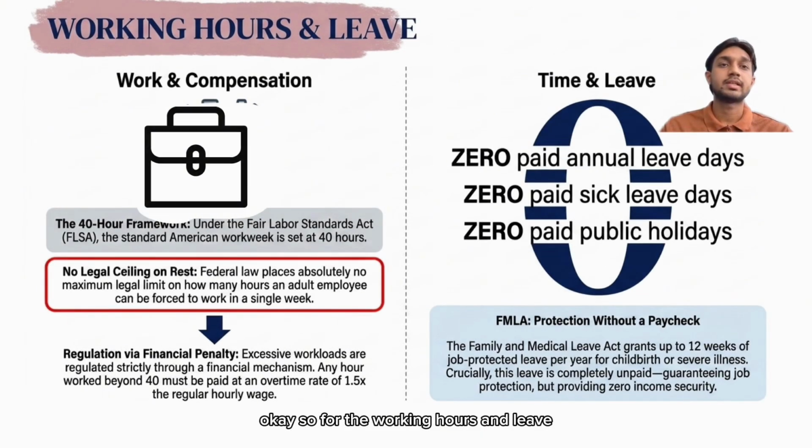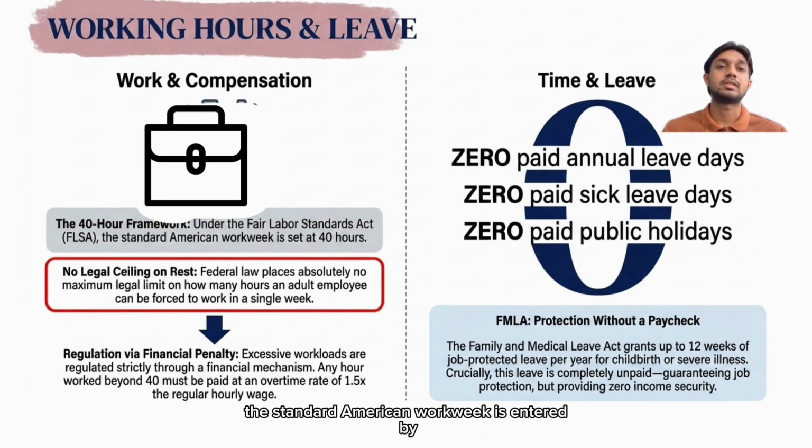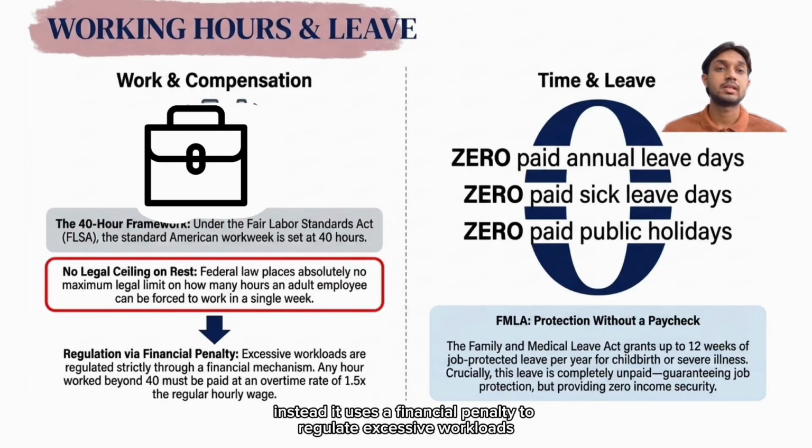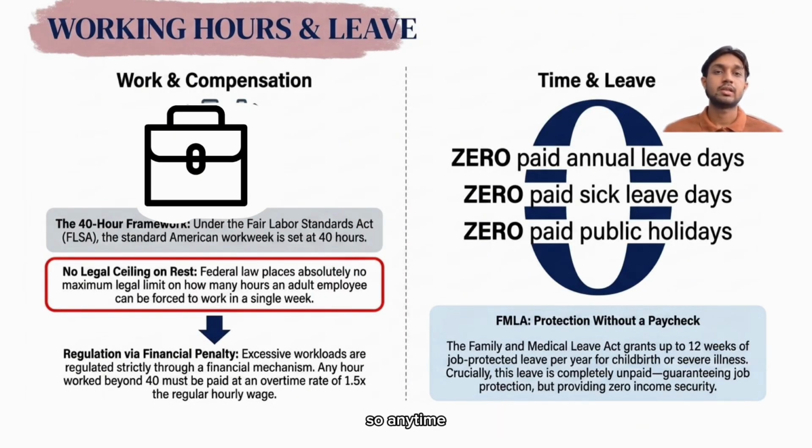Okay, so for the working hours and leave, the standard American work week is set at 40 hours by the Fair Labor Standards Act. So interestingly, the federal law sets no maximum legal limit on work hours. Instead, it uses a financial penalty to regulate excessive workloads. So any time work beyond 40 hours must be paid at the rate of 1.5 times the regular wage.